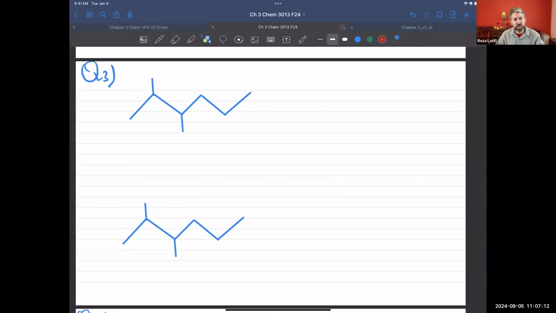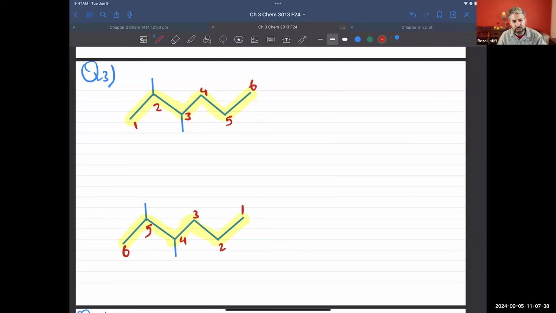Okay, let's see, what do we have here? We can pick this one as the longest chain. Next, we're going to start labeling from here: 1, 2, 3, 4, 5, 6. Or we can say 1, 2, 3, 4, 5, and 6.